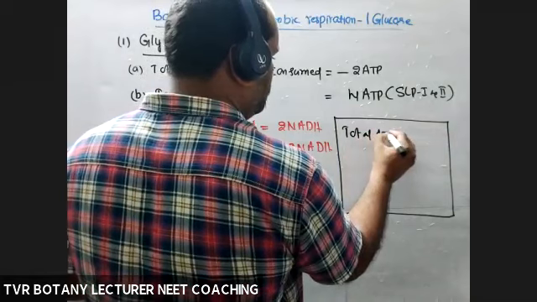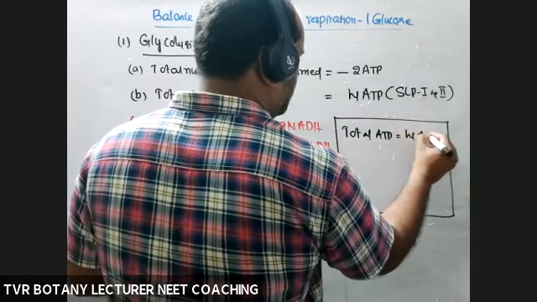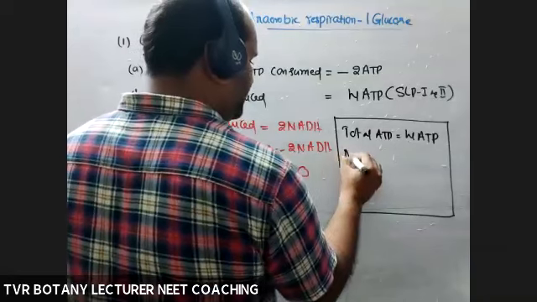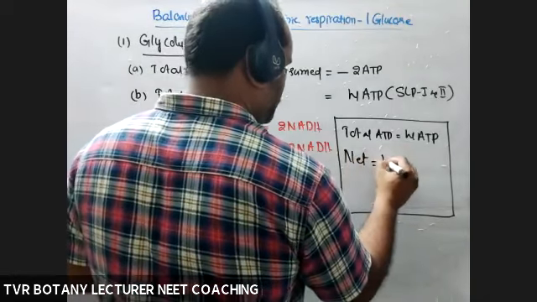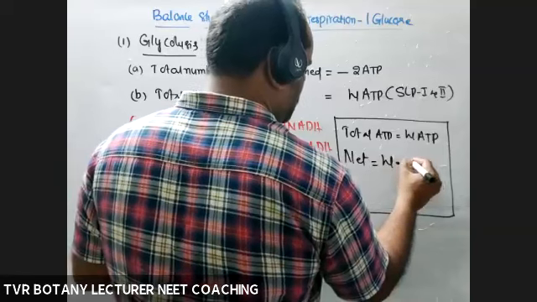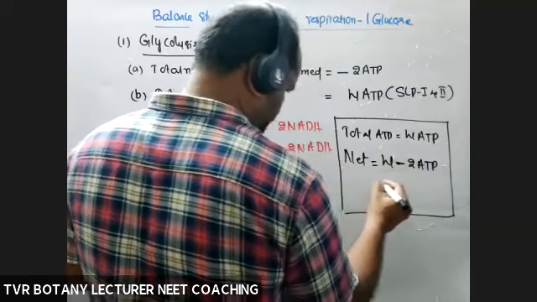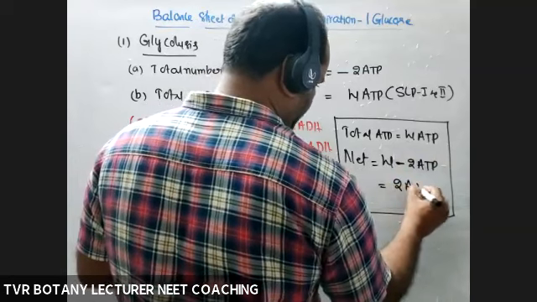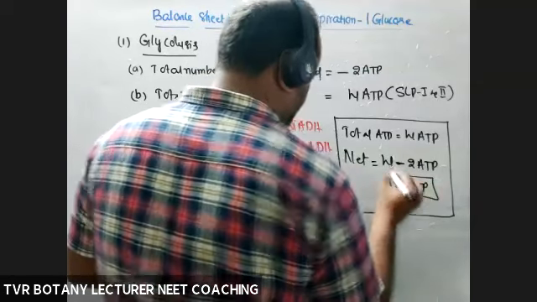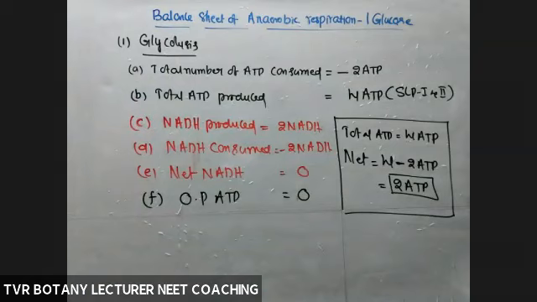So now, what about the net total ATP production? Total ATP is 4 molecules, and the net is 4 minus 2 molecules of ATP. So the net is 2 molecules of ATP only. That is applicable for both alcoholic fermentation and lactic acid fermentation. Same energetics. Net availability is 2 ATP molecules only. Next.